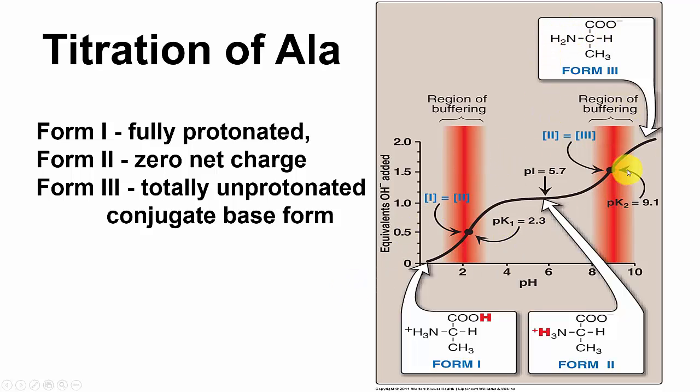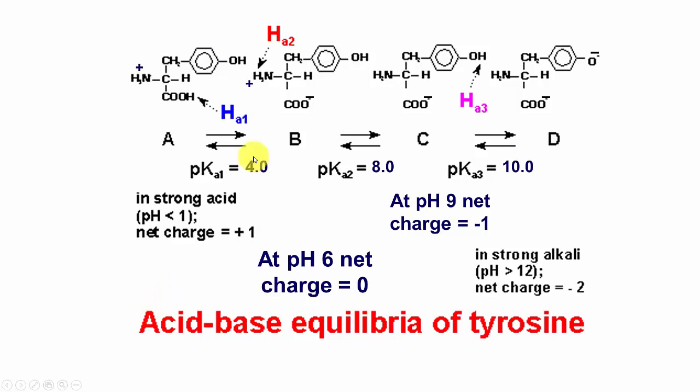It has 2 regions of buffering capacity. The pI is right here at 5.7, halfway between the 2 pKa's. Just average those, 9.1 and 2.3, and you get the pI. And here's the amino acid tyrosine being ionized.